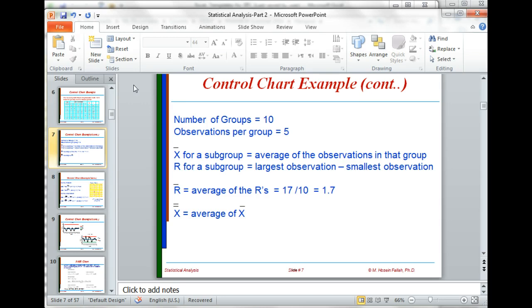So in that example, I had 10 groups, and there are 5 observations in each group. I calculated the X bar for the subgroups, and calculated the R for each of the subgroups, and then calculated the mean of the range. In this case, the sum of that column is 17, divided by 10 is 1.7. And we also calculated the mean of the means. I'll show that with X double bar, which is the mean of the group means. So that's an average of the X bars.